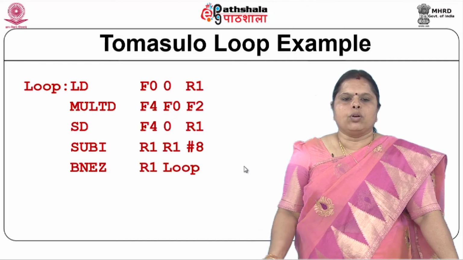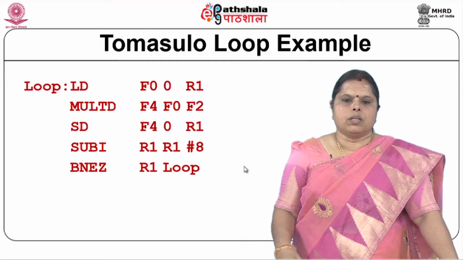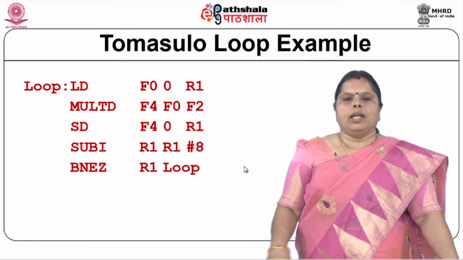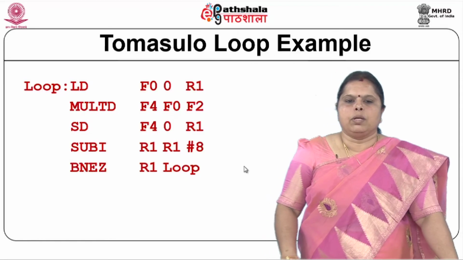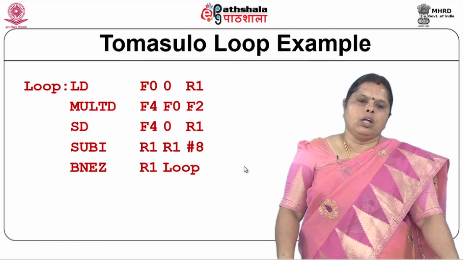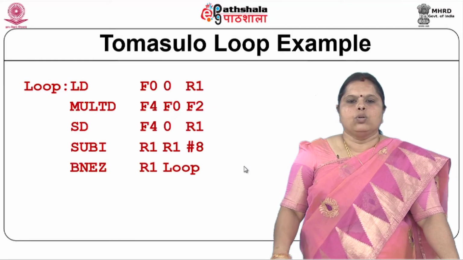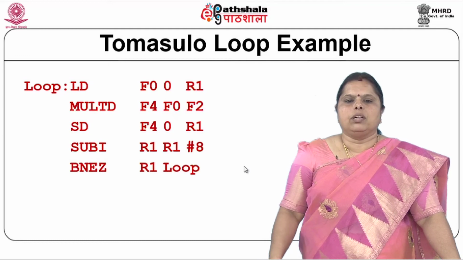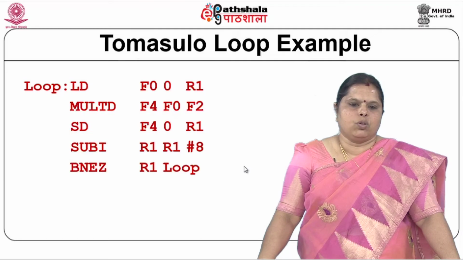So basically what you are trying to do here is take data from memory, multiply it with some constant value given in the F2 register, and then put the data back into your memory location. And the last 2 instructions are basically the loop maintenance code, where you subtract 8 from the contents of register R1 so that it points to the next data in memory, and the branch instruction checks whether register R1 has reached a value of 0 or not.